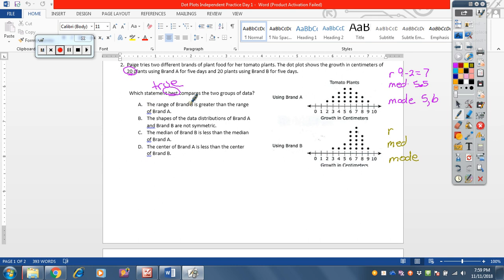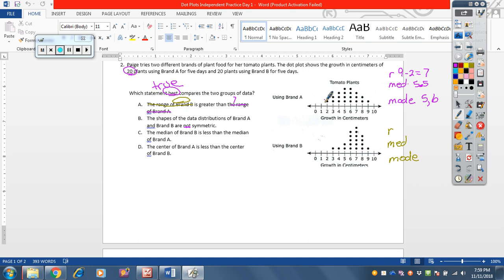All right, A says the range of brand B, which you found, is greater than the range of brand A. Well, I know the range of brand A is 7. So is whatever you found for B greater than 7?